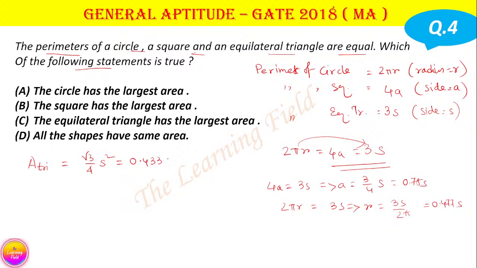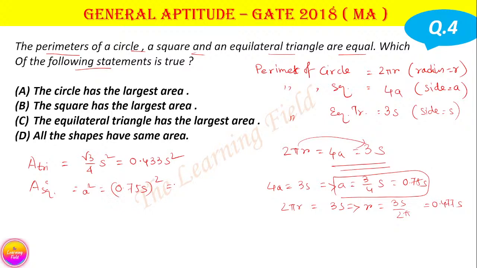433 s square. Now, area of this square. This is equal to the area of the square, which is a square, 4a means here 0.75 s. That means a square is equal to 0.75 s whole square.